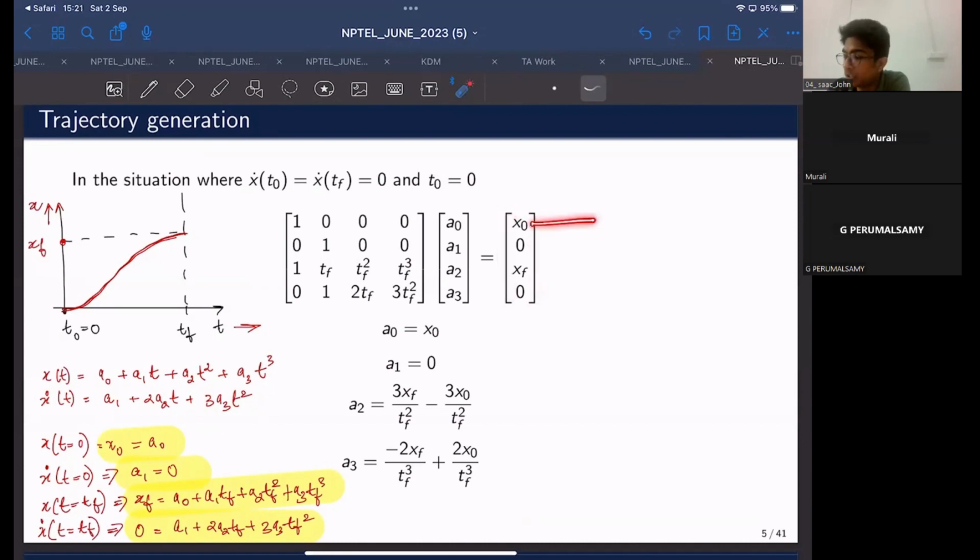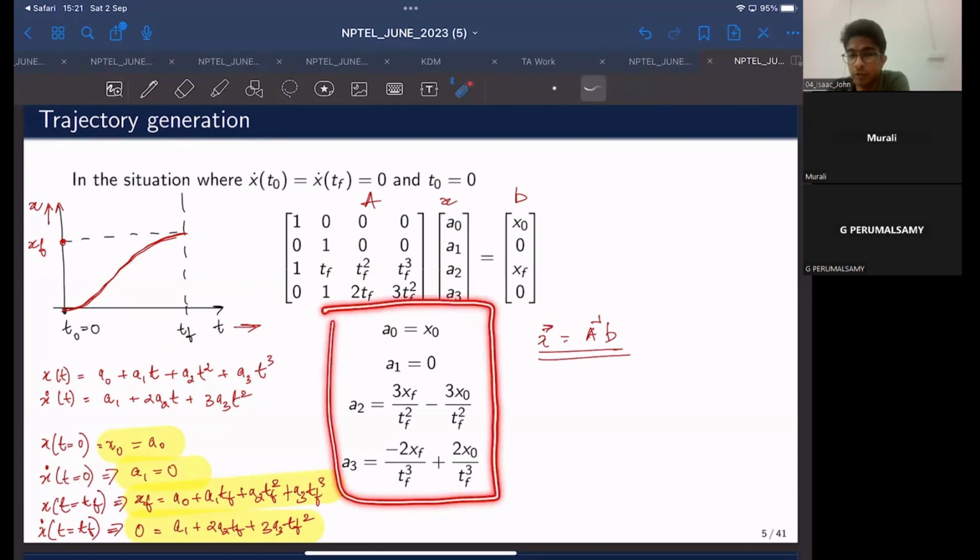And this vector over here corresponds to your boundary conditions. This is your initial position. This is your initial velocity, that is 0. This is your final position, that is xf. This is your final velocity, that is also 0. To solve for the unknowns, you only need to take the inverse of this matrix and pre-multiply it with this vector. If this is matrix A, this is vector X and this is vector B, the vector X is nothing but A inverse B, right?